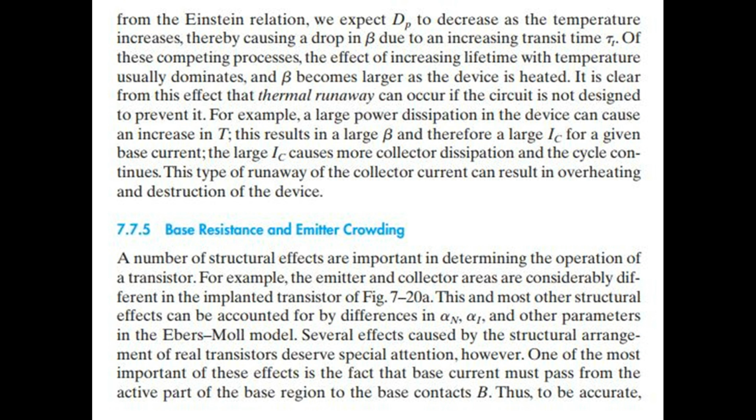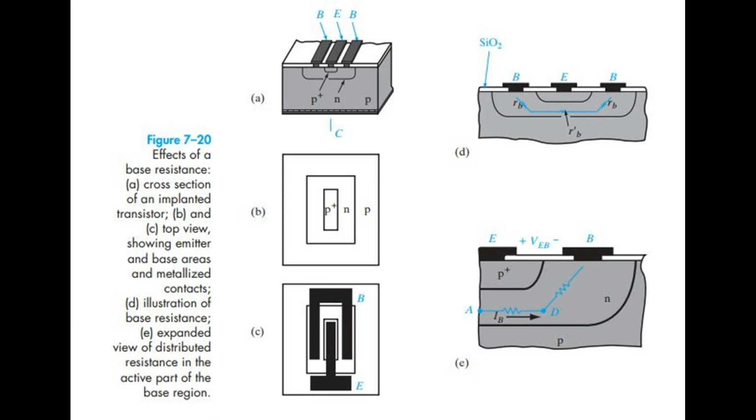One of the most important of these effects is the fact that base current must pass from the active part of the base region to the base contacts B. Thus, to be accurate, we should include a resistance RB in equivalent models for the transistor to account for voltage drops that may occur between B and the active part of the base. Because of RB, it is common to contact the base with the metallization pattern on both sides of the emitter, as in Fig 7-20C. Figure 7-20: Effects of a base resistance. A, cross-section of an implanted transistor; B and C, top view, showing emitter and base areas and metallized contacts; D, illustration of base resistance; E, expanded view of distributed resistance in the active part of the base region.